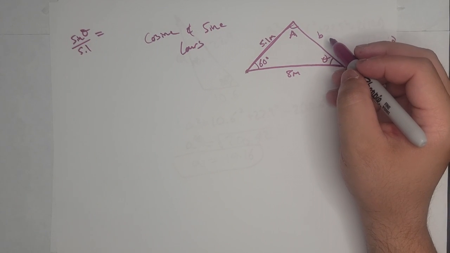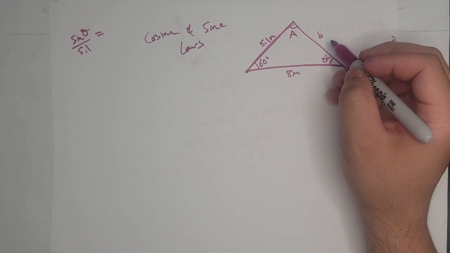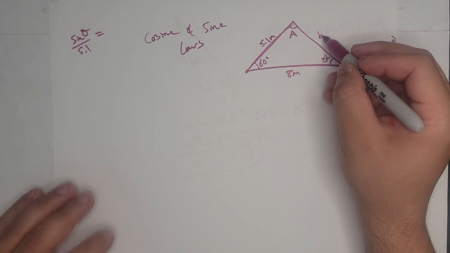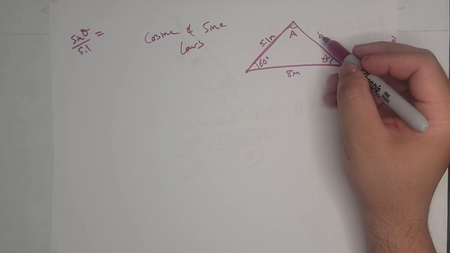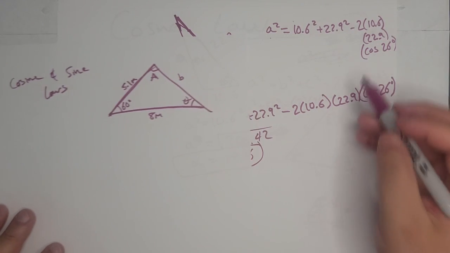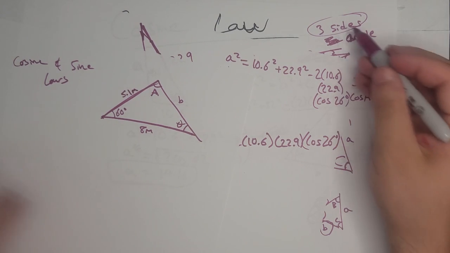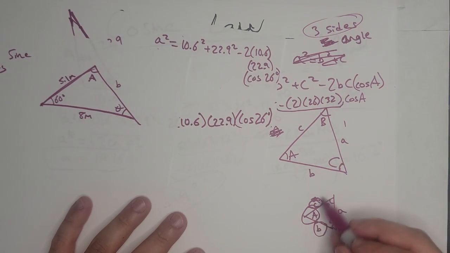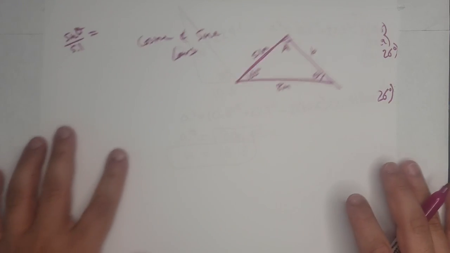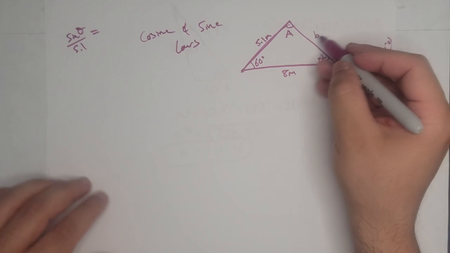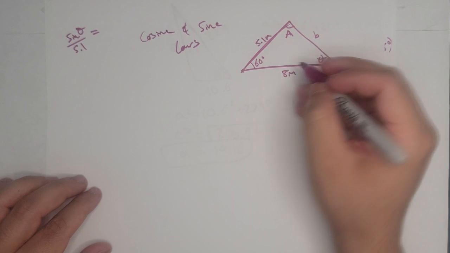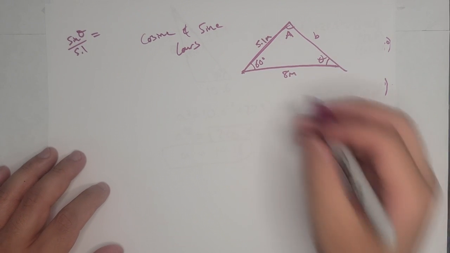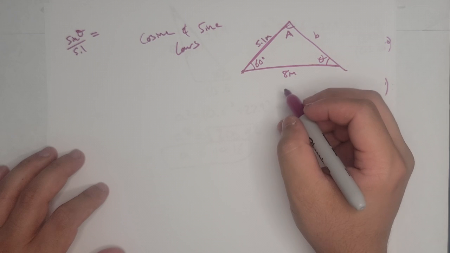Let's try solving for B in this case. So I'm going to solve for B because remember my cosine law where I have the angle and the two sides, I can find out the opposite length. So I have this angle and measurements for the two sides. So let's punch that in.